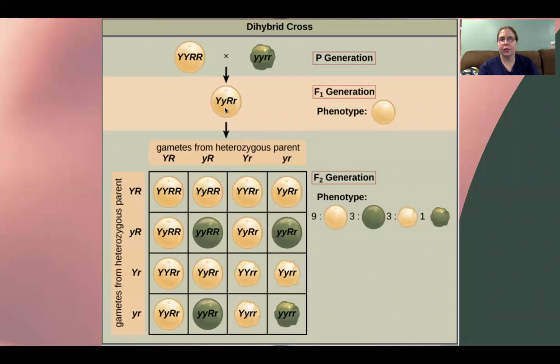During meiosis, we look at the Y alleles, which will separate so that each gamete gets one Y allele. For the R gene, it'll separate so that each gamete gets one R allele. So that's what we're going to do. We're going to combine one Y with one R.